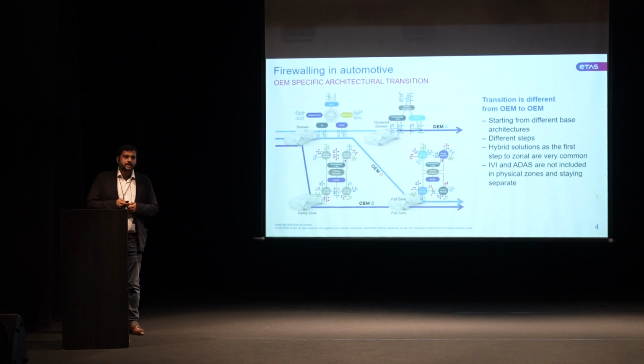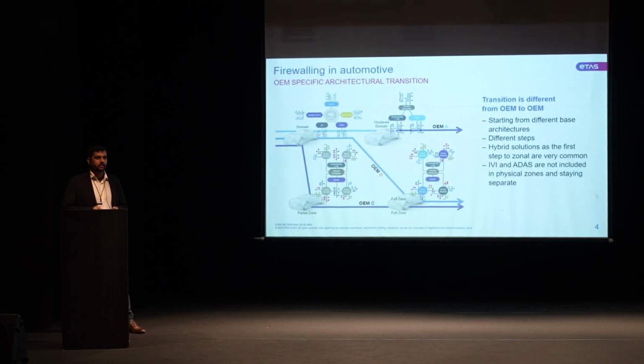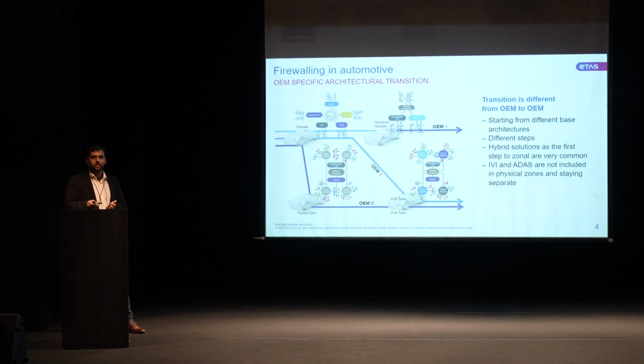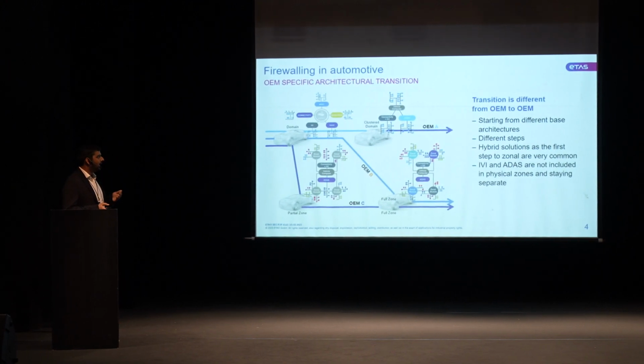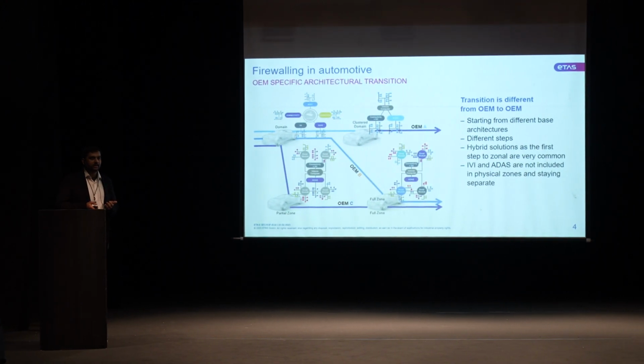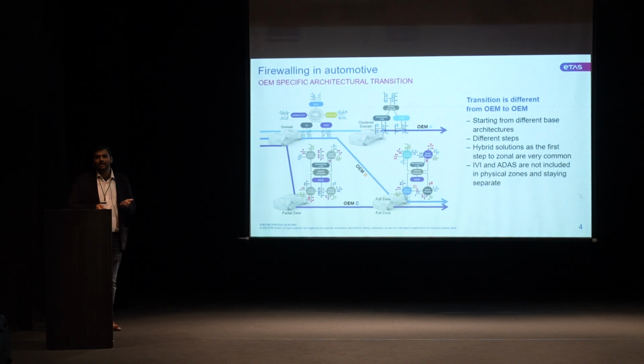But when it comes to reaching zonal EE architecture, the steps are different for different OEMs. Everyone has a different base which they are using to go towards zonal. So today we see there are different steps for different customers. And a hybrid solution is the very first logical solution for them if they don't skip generations. And that's why, even when it comes to the firewalling needs, it's a little bit different.